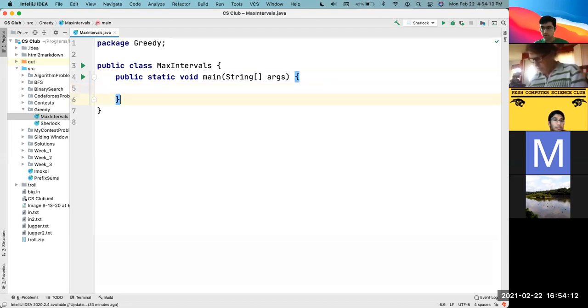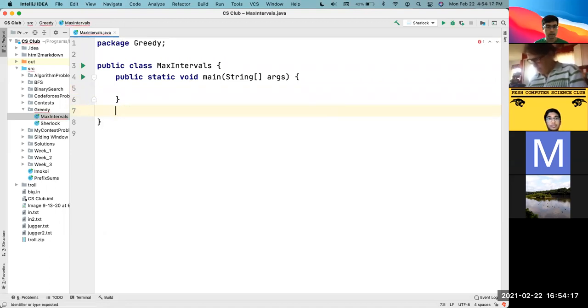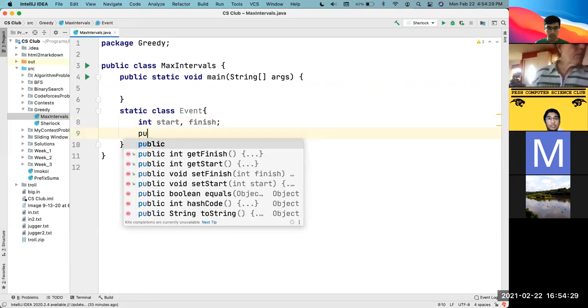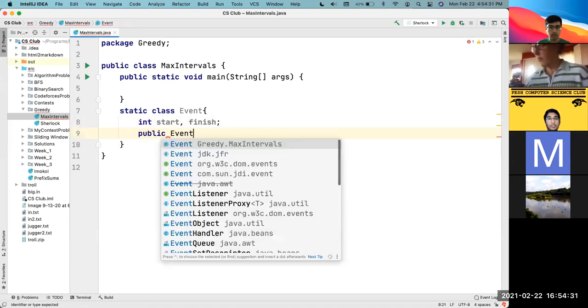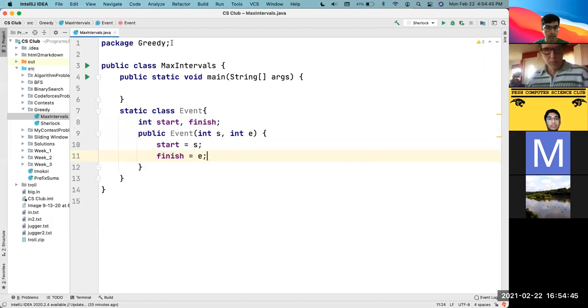So the answer is we're going to have to create our own class to store these intervals. We'll create a class outside of our main function. We'll call it Event. Each event has a start time and a finish time. For its constructor, we'll have public Event, and the constructor will take in two numbers, the start and finish time for this event. So we'll say start equals S, finish equals E.